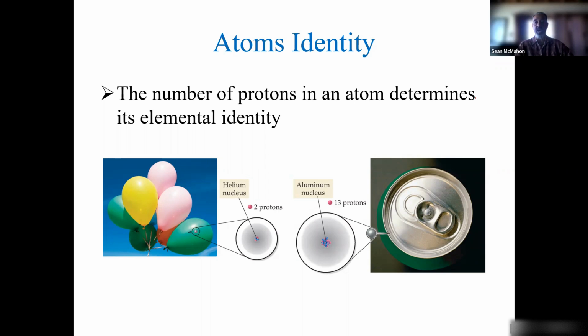So all aluminum atoms, right? So this aluminum can just has a bunch of aluminum atoms. This helium balloon just has a bunch of helium atoms in it, right? Each atom of helium has 2 protons in the nucleus. Each atom of aluminum in the nucleus has 13.